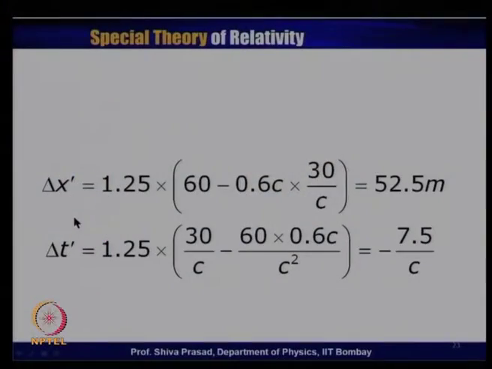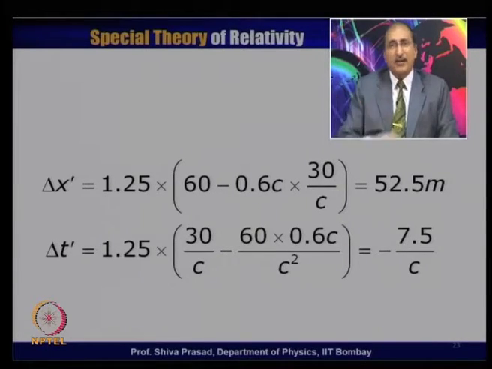This is what I have done here. We have shown a number of times that a value of v equal to 0.6 c gives a gamma of 1.25. You can substitute it back. So delta x prime is equal to gamma, which is 1.25, multiplied by delta x, which is 60 meters, minus v, which is 0.6 c, into delta t. Delta t is 30 divided by c, that is what we have seen. Put these numbers in, you get 52.5 meters.